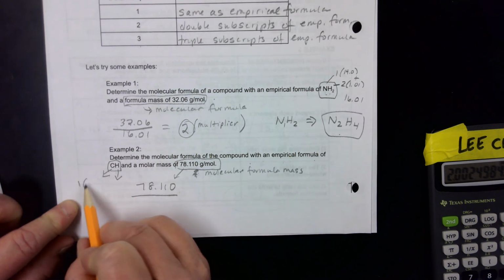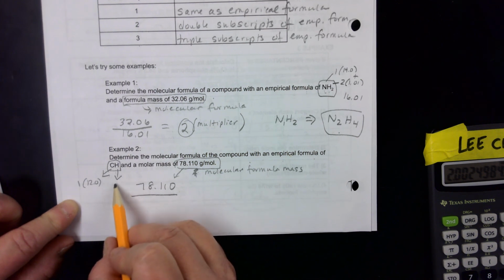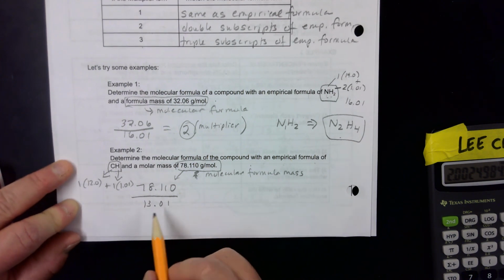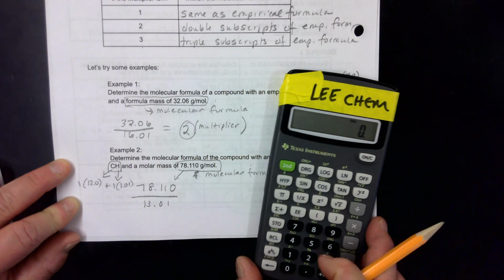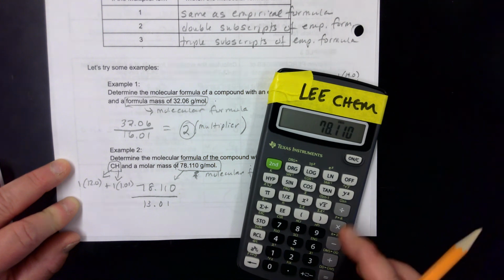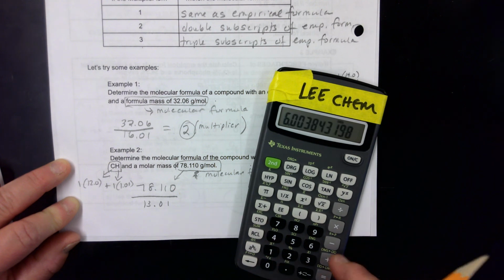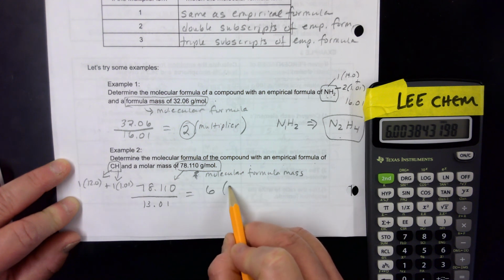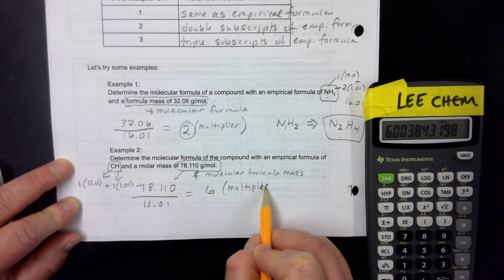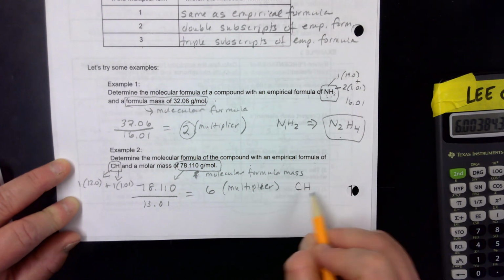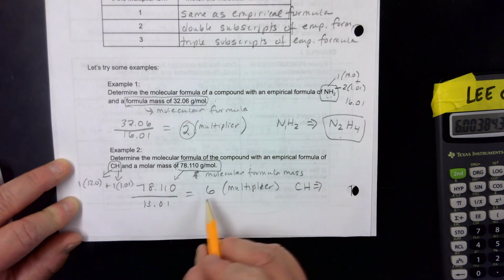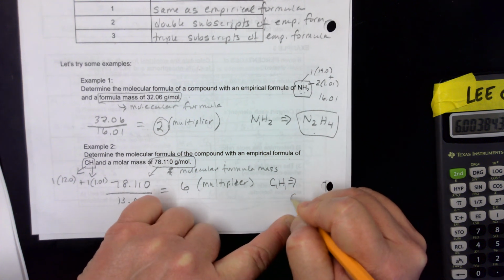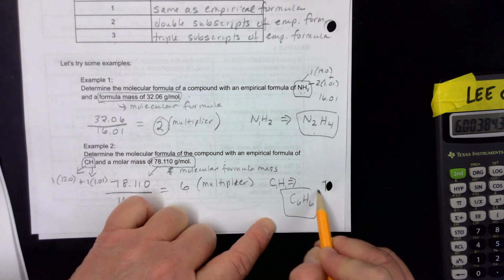We have 1 carbon whose mass is 12. We've got 1 hydrogen whose mass is 1.01. We add those up and we're going to get 13.01. Divide to get your multiplier, 78.110 divided by 13.01, and pretty much we get the whole number 6. So our multiplier is 6. So our empirical formula of CH, because that's really a 1-to-1 ratio, we're going to multiply those subscripts by the multiplier of 6. So our molecular formula becomes C6H6. And there you have it.